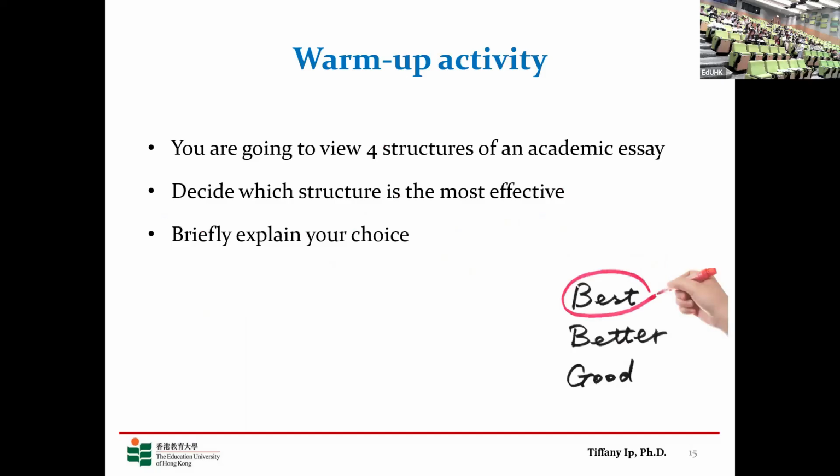So here is like a warm-up activity. In the PowerPoint slides, slide 13, and you will see this instruction. And then from slide 14 to slide 17, you see 4 possible structures of an academic essay. I want you to go through them and then decide which structure is the most effective and perhaps which one is the worst. Right? And feel free to talk to your neighbors and see if your views align with each other and briefly explain your choice. Right? So look at the 4 and then talk about that.